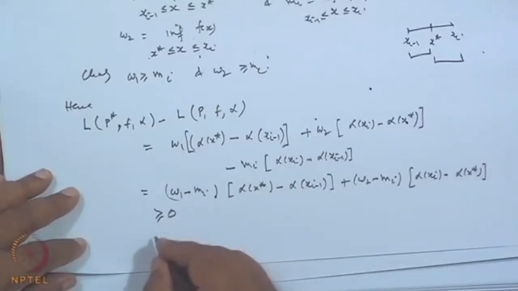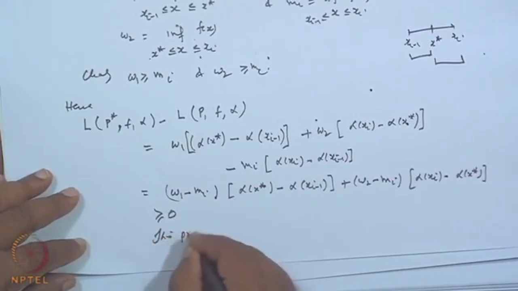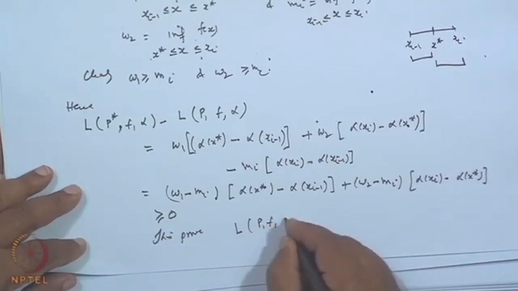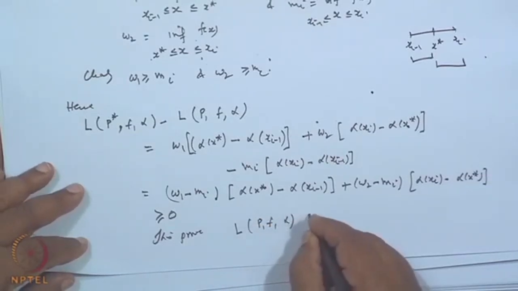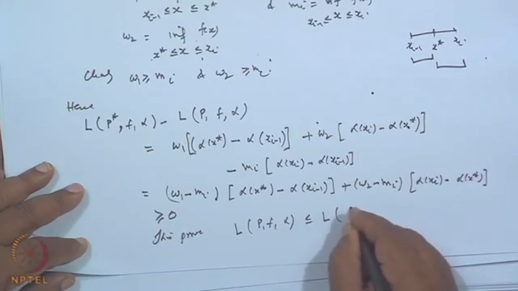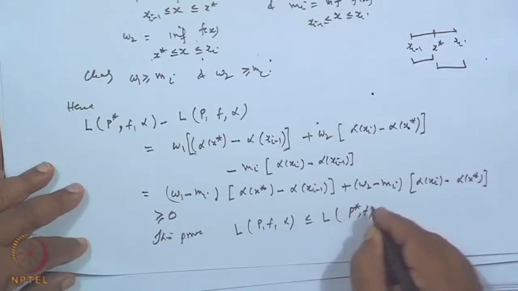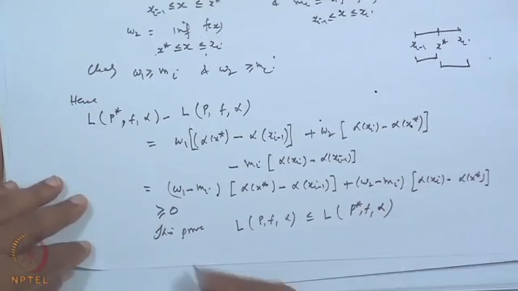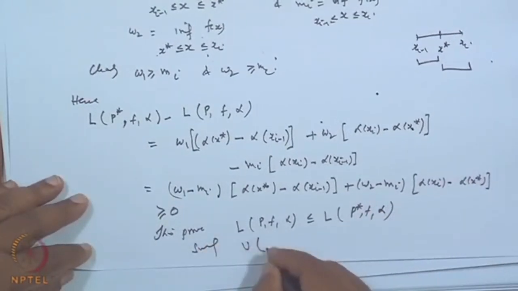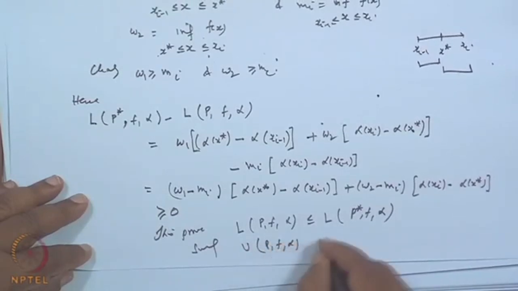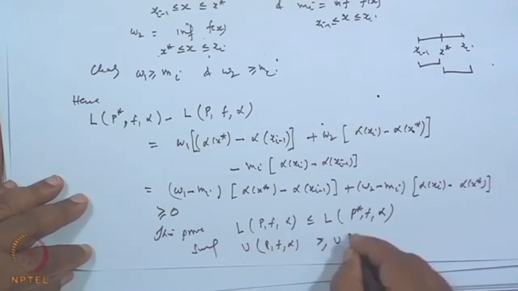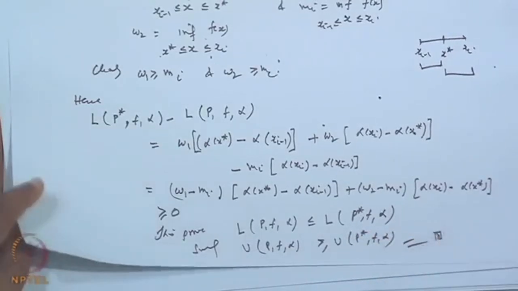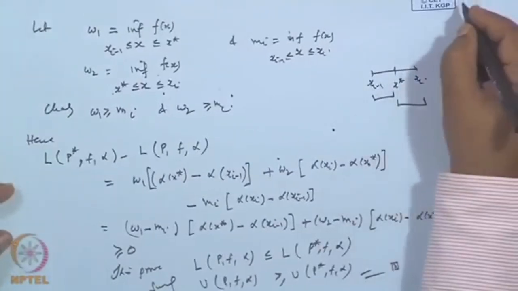Similarly, this proves that the lower sum of the function f with respect to the partition p is less than or equal to the lower sum of the function f with respect to the partition p star, which is the refinement of this. Similarly, for the upper sum we can show that the upper sum of p, f, alpha is greater than or equal to the upper sum of p star, f, alpha. So, this is what we proved.